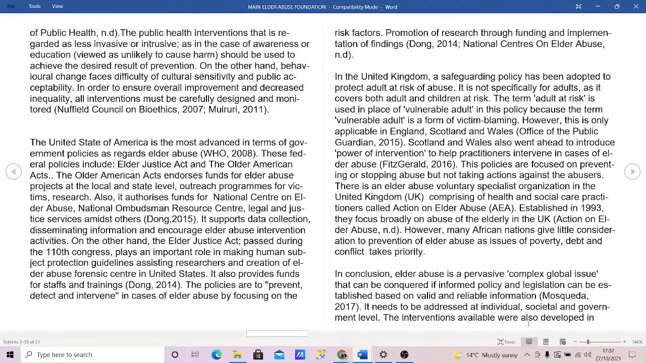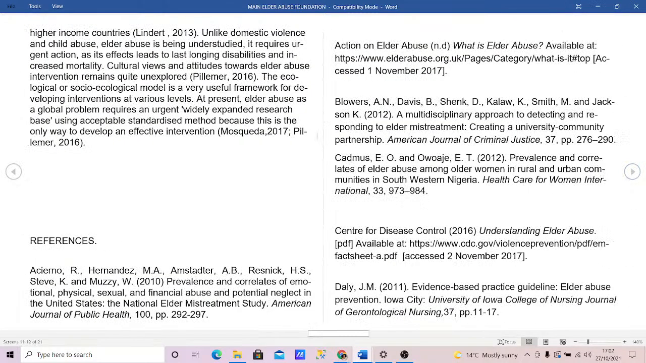The interventions available were also developed in higher income countries. Unlike domestic violence and child abuse, elder abuse is being understudied. That's critical analysis. You've compared it to other forms of abuse. That's critical analysis. I mean, within that paragraph, it requires urgent attention as its effect leads to long-lasting disabilities and increased mortality.